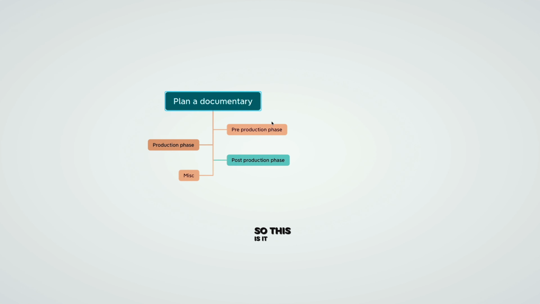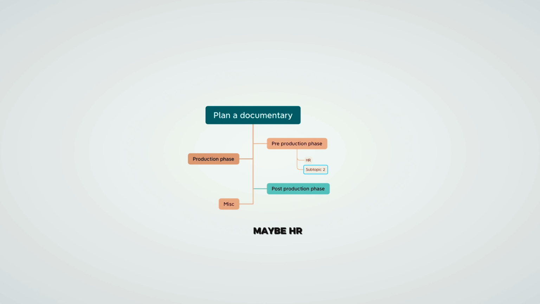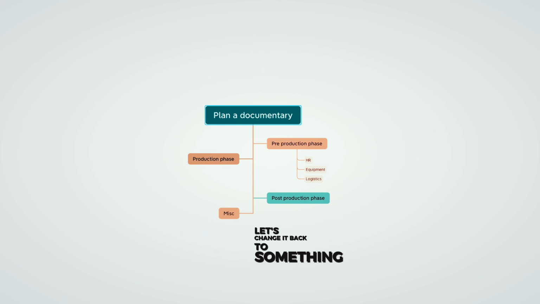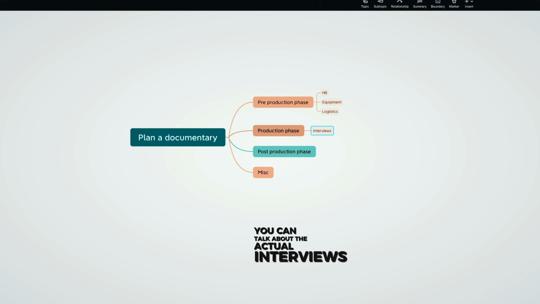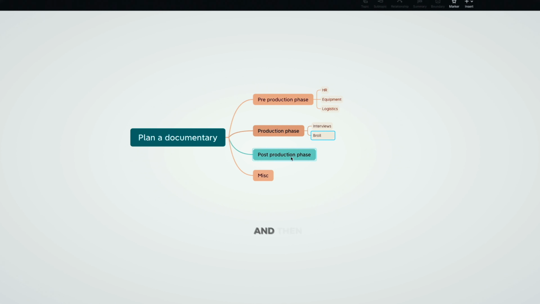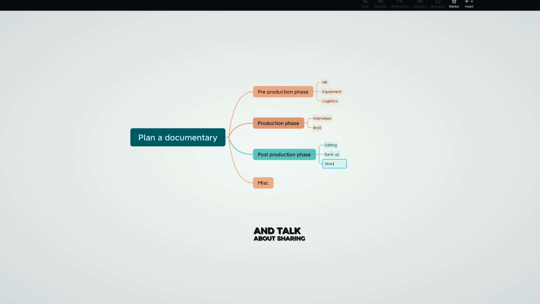So this is it. Under the production phase, you can talk about maybe HR, equipment, logistics, and then for the production phase, let's change the format of this. Let's change it back to something that is more visually easy to see. So then the production phase, you can talk about the actual interviews, you can talk about B-roll, and then for the post-production phase, you can talk about editing, backing up your files, you can talk about sharing, and then miscellaneous, you can talk about maybe writing the report.